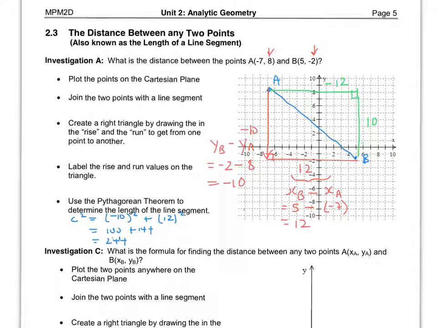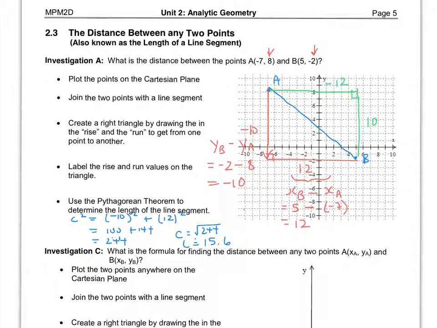Now what I need really is the c. The c would equal the square root of 244. That is my exact value, which can be approximated to be 15.6 roughly to 1 decimal place. If you go to 2 decimal places, it's 15.62. We'll just leave it at 1. Okay, so we're going to use this information to make a generic formula for anything.